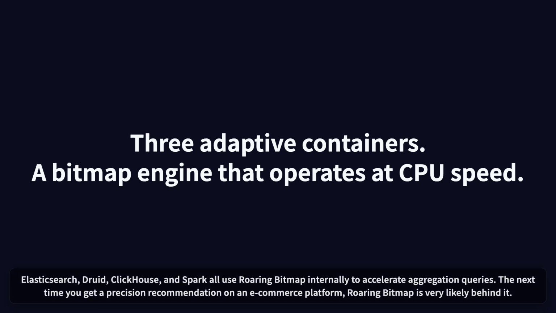Elasticsearch, Druid, ClickHouse, and Spark all use Roaring Bitmap internally to accelerate aggregation queries. The next time you get a precision recommendation on an e-commerce platform, Roaring Bitmap is very likely behind it.